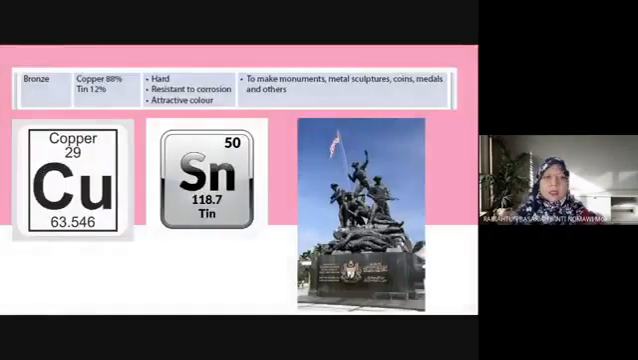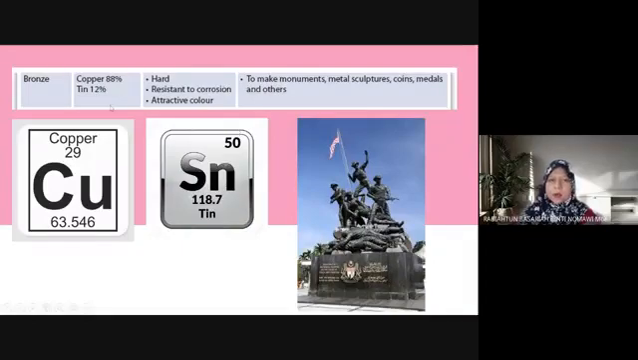Okay, the third one is bronze. Okay, bronze is made up from 88% of copper and 12% of tin. Okay, copper or other name is cuprum. Sama lah, cuprum, copper. Okay, copper 88%, tin 12%. Okay, and the characteristics of bronze: it is hard, resistant to corrosion, and it has attractive color.